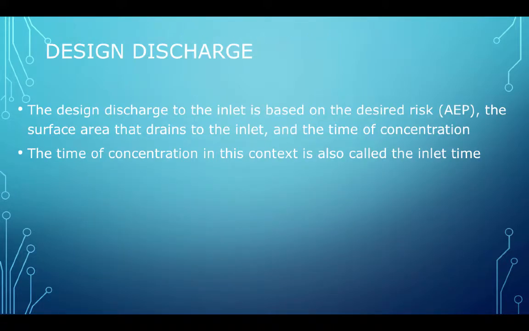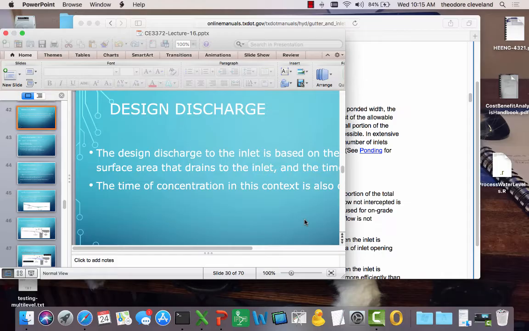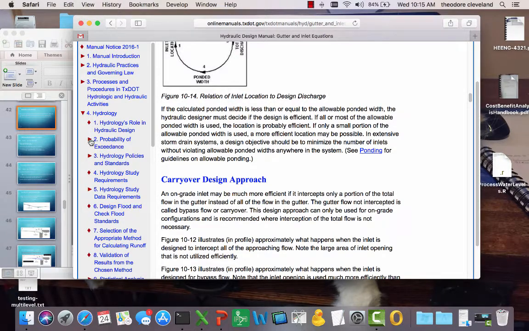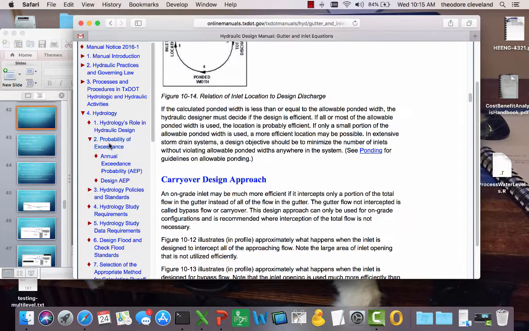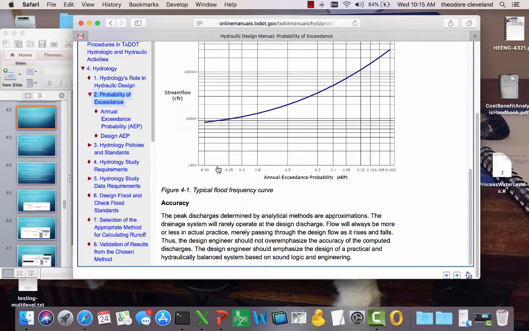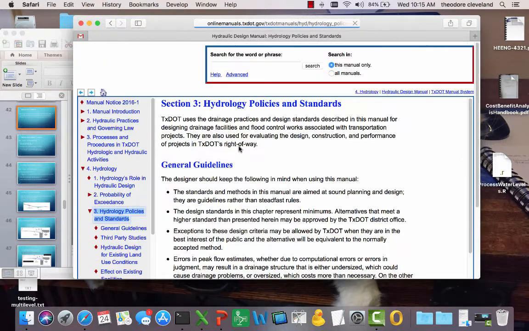The design discharge is based on the hydrology using the required annual exceedance probability, the surface area that drains the inlet, and the time of concentration. Basically table 4, I think, in the design manual. Let's see if I can remember what it is. I think it's table 4.2. Table 4.1. Okay, I lied.